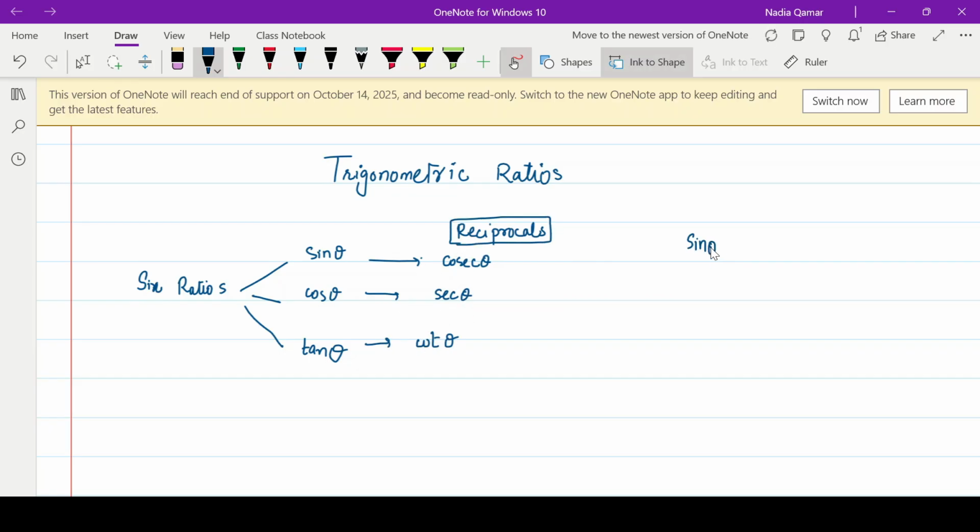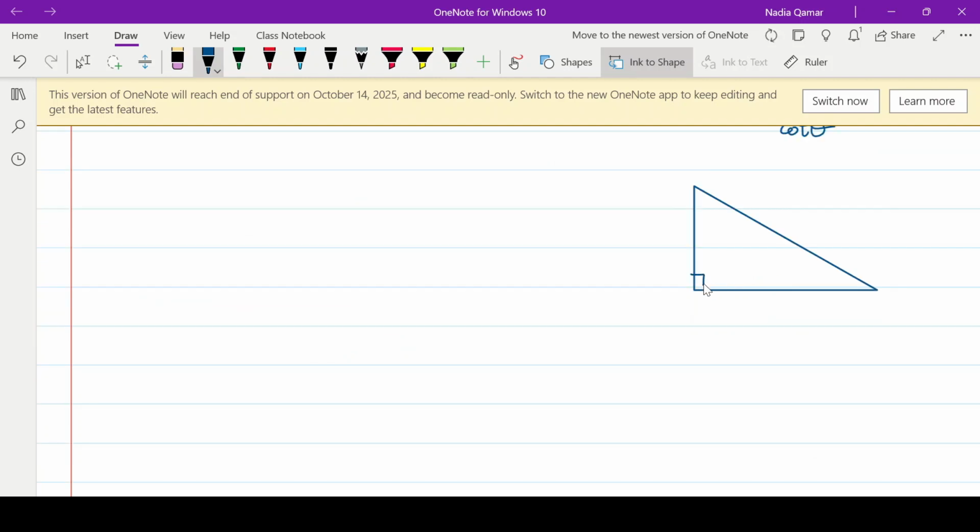So we can write sine theta as equal to 1 over cosecant theta, cos theta is equal to 1 over secant theta, and tan of theta is equal to 1 over cot theta. What are these ratios equal to?